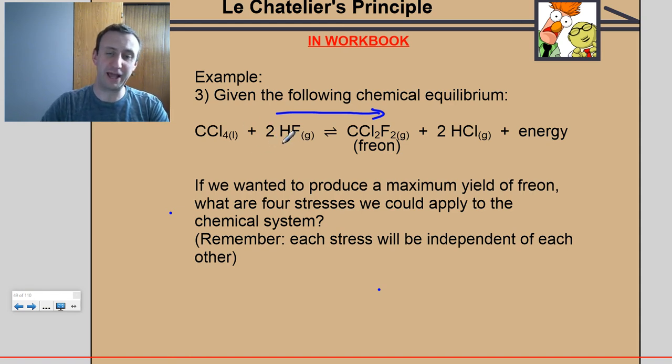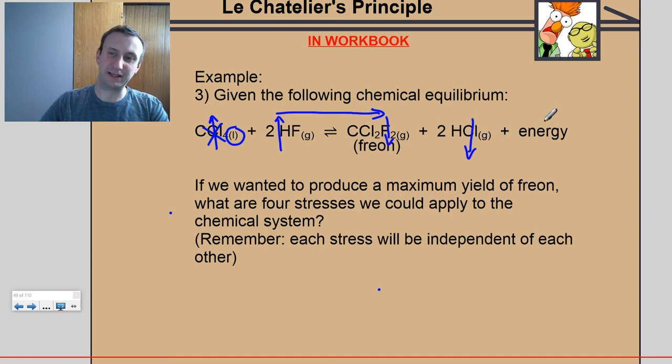Well, the stresses that I could have is I could increase HF, causing a right shift. I could increase CCl4. Nope, never mind. That won't work because it's the only liquid. I could decrease the Freon. Now that seems weird because I want to make more Freon, but what I'm doing is removing it, collecting it, harvesting it, so that more will form. And then the other thing is I can bring down HCl, and again, it's going to shift towards HCl once I remove some of it to bring HCl back up.